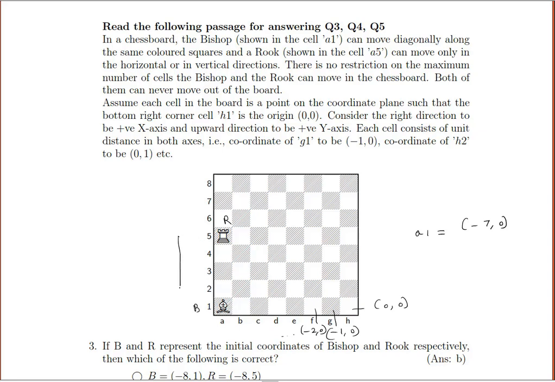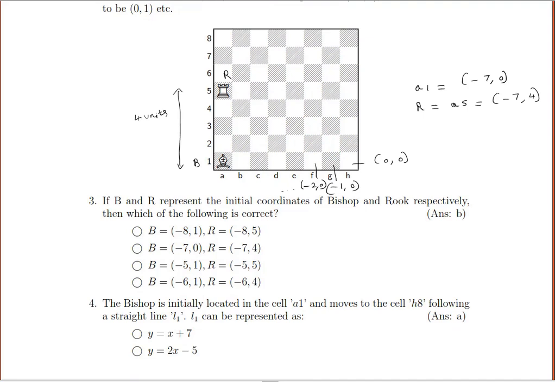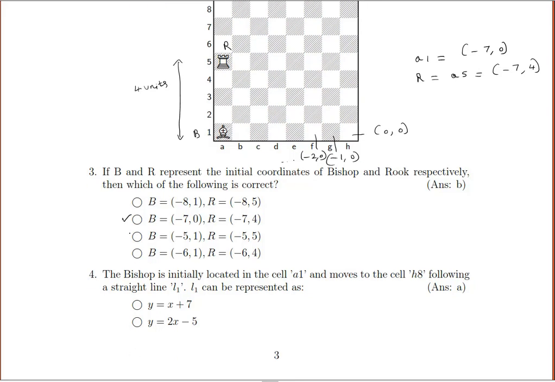And similarly, this one starts from 1. So 1, 2, 3, 4. This has 4 units. So the coordinates of R, that is A5, must be minus 7, 4. So 4 units in the y direction and 7 units in the x direction. If B and R represent the initial coordinates of the bishop and rook respectively, which of the following is correct? The initial coordinates of B and R must be minus 7, 0 and minus 7, 4. So option B is correct.